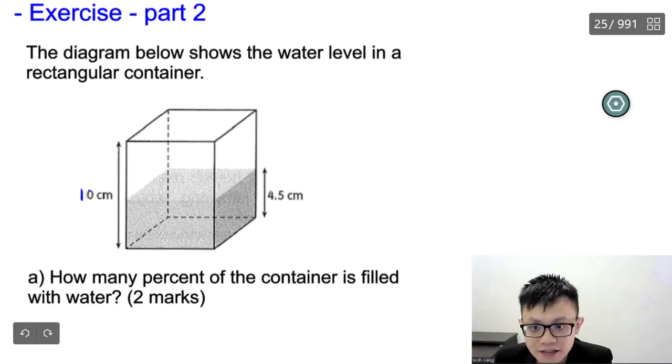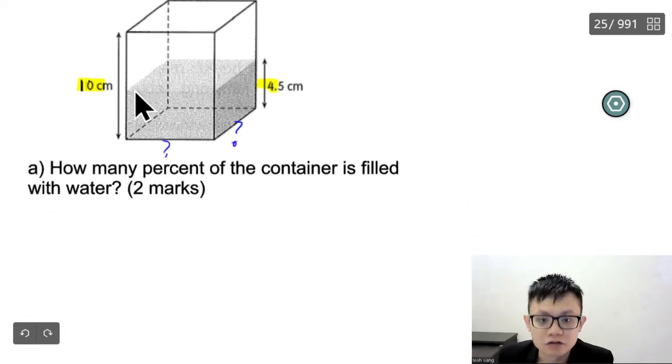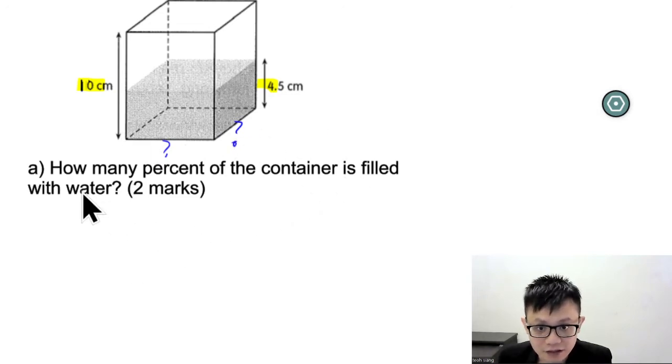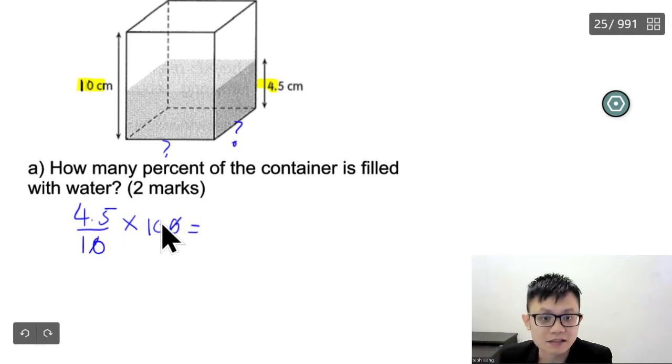Okay, so for this question it's very easy. You can see here is 10, here is 4.5. Even though I do not know this and this, one thing I know is this one is 4.5 over 10. So the percentage of the container is 4.5 over 10 times 100. I cut, 4.5 times 10, I get 45%. So this will be the answer.